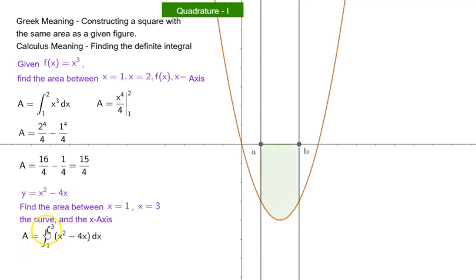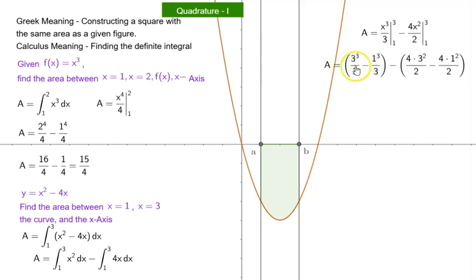Again, we know A is equal to the integral of x square minus 4x dx from 1 to 3. We can split this into two integrals. So A is equal to integral from 1 to 3 of x square dx minus integral from 1 to 3 of 4x dx. Integrating it, we get A is equal to x cube by 3 from 1 to 3 minus 4x square by 2 from 1 to 3.